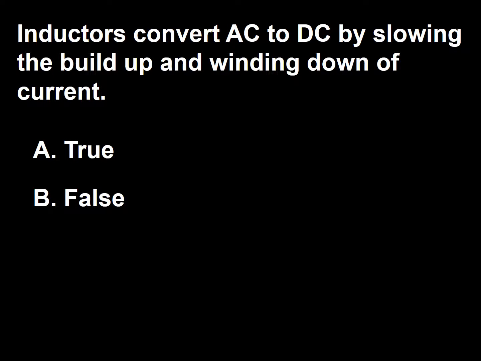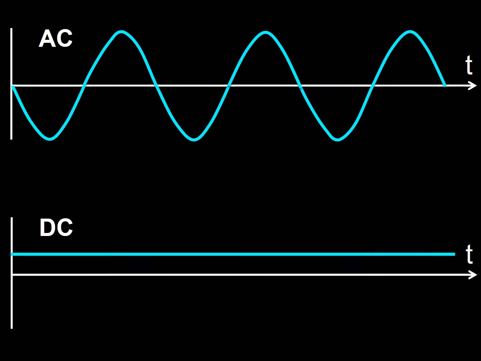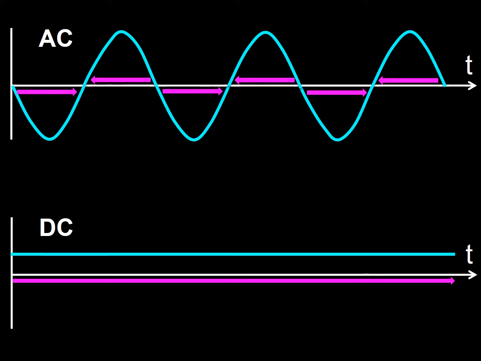Next question. Inductors convert AC to DC by slowing the build-up and winding down of current. A, true, B, false. Alternating current is here represented as a sinusoidal wave. Direct current is represented as a straight line. The reason for this is because in alternating current, current travels back and forth in the circuit, whereas in direct current, current travels only forward.